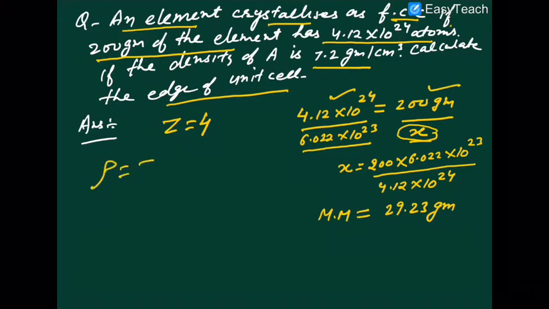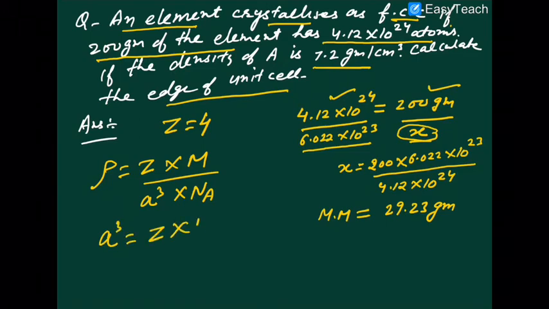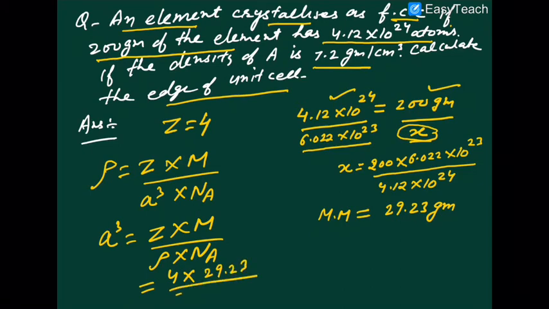So what is density equal to? Z into M divided by A cube into Avogadro number. Now you have to find out A cube. So what is A cube now? A cube equal to Z into M divided by rho into Avogadro number. So what is Z equal to? Z equal to 4. Molar mass equal to how much? 29.23. What is density equal to? 7.2 into Avogadro number 6.022 10 power 23. So A cube comes out to be how much?